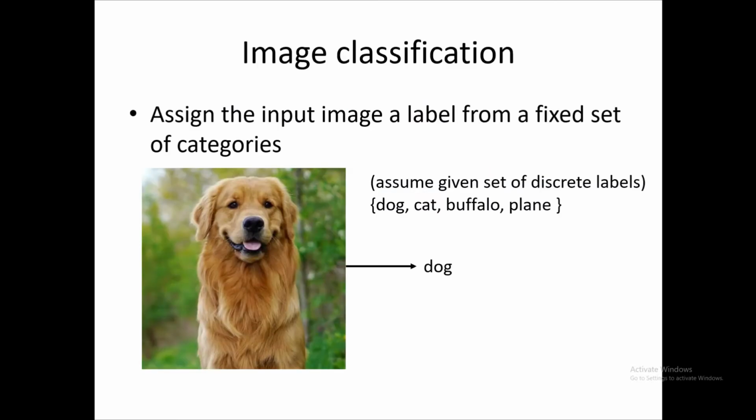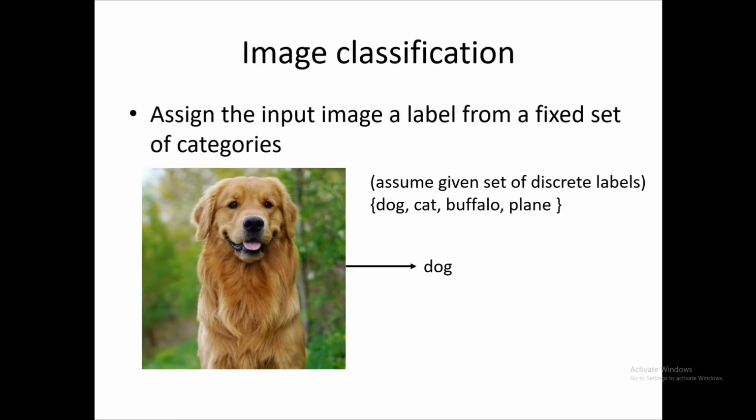Understanding the contents of an image or image region is one of the core problems of computer vision, which is fundamental to image and scene understanding. In image classification, the goal is to assign an input image a label from some predefined set of categories.